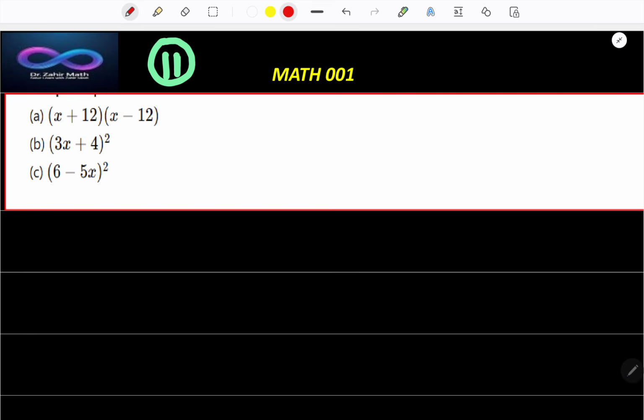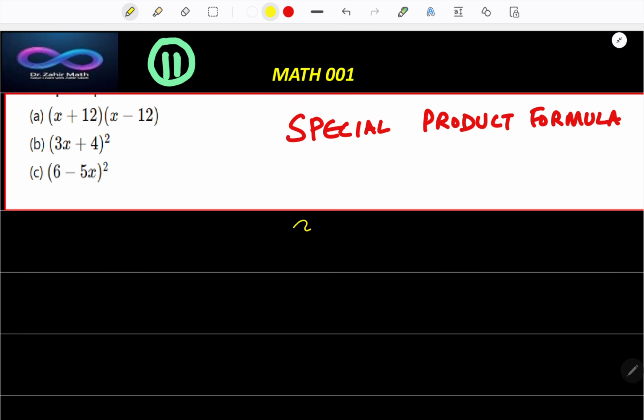But usually in the class we learned special product formulas. What are the three formulas I taught you in the class? Special product formula. One is a plus b times a minus b. I'll write first: a square minus b square is a minus b times a plus b.